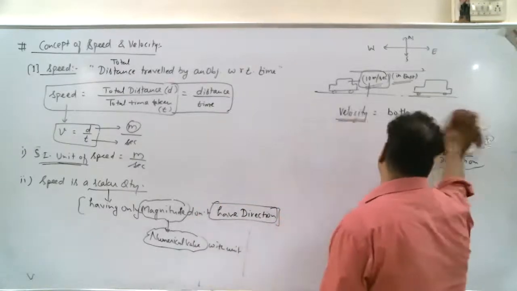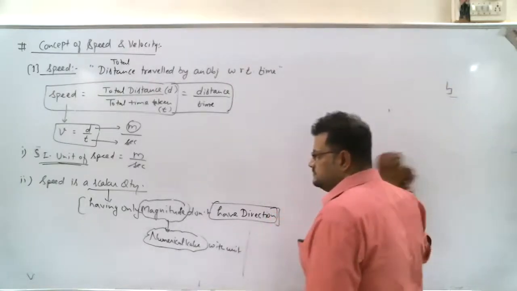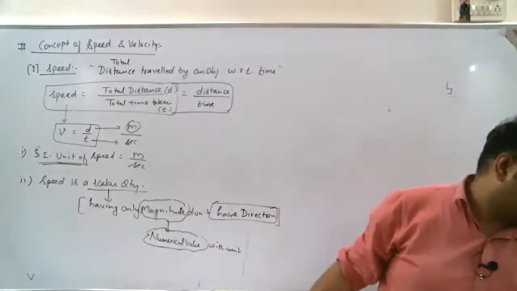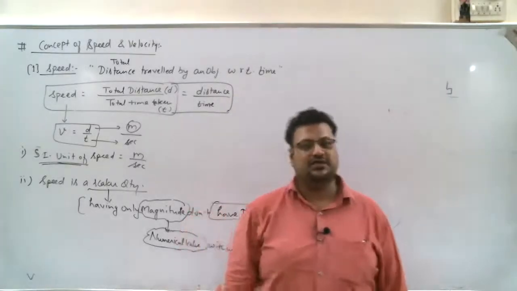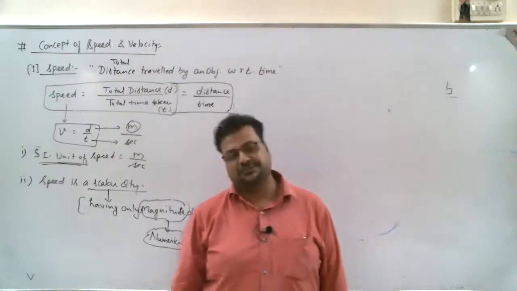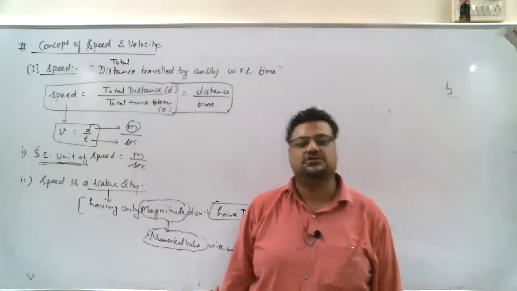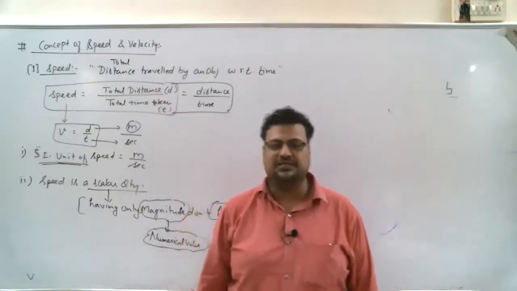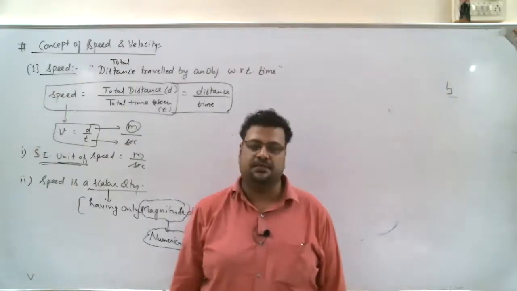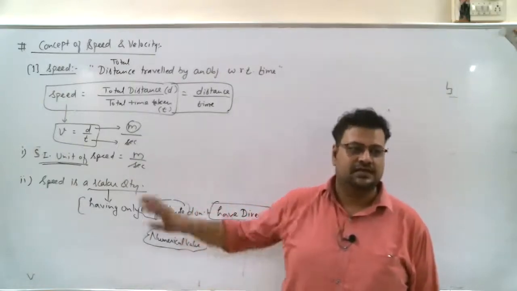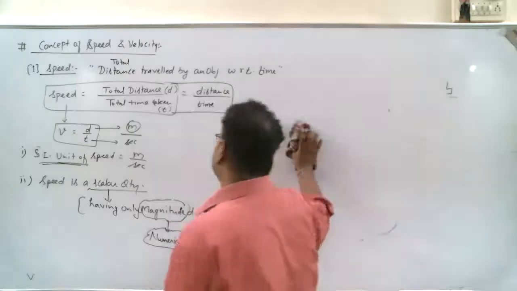So I guess this much is pretty much clear to you. Let's move further. So these 2-3 points should be clear to you. The speed definition is: the total distance traveled with respect to time is called speed. Mathematically, it is defined as the ratio of distance to the time taken. Speed is equal to distance upon time, V equals d by t. SI unit is meter per second. It is a scalar quantity. These 2-3 points are pretty much clear to you. All right. Let's move further.